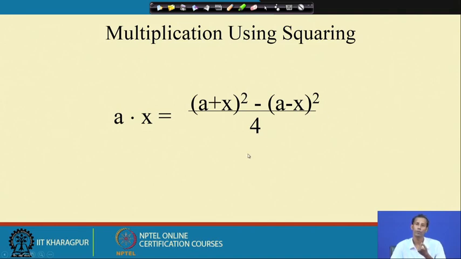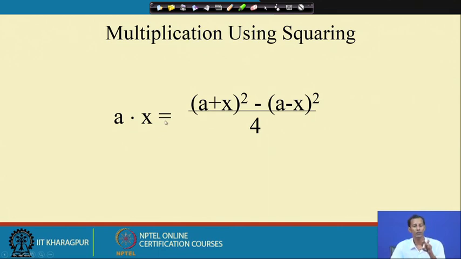Then what do we have to do, circuit wise or architecture wise? Suppose I have this squaring circuit, then initially I have to do the following. Suppose these two terms, the multiplier and the multiplicand, are a and x.